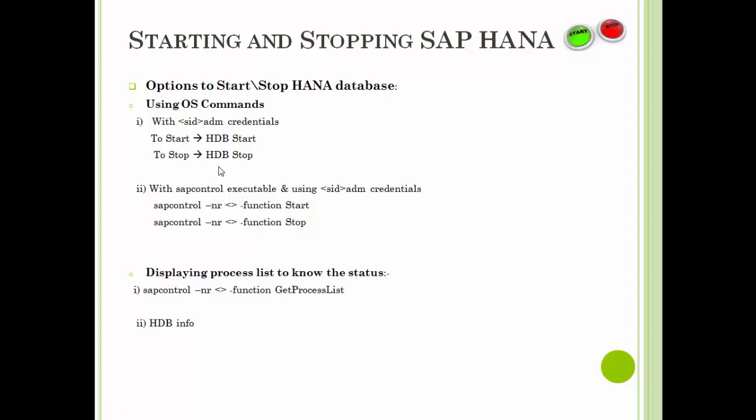With respect to OS commands, again there are two options. That is, one, we can use the HDB program, the other we can use the SAPControl program. So we studied how we start and stop with the HDB program. For this, we have to log in with SID ADM credentials. Only SID ADM is authorized for stopping and starting the database. So once we log into the root shell, we have to switch to the SID ADM user, then issue HDB stop and then HDB start.